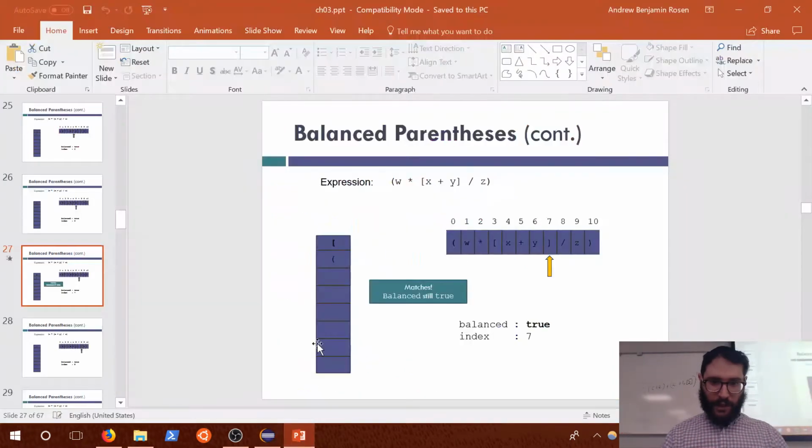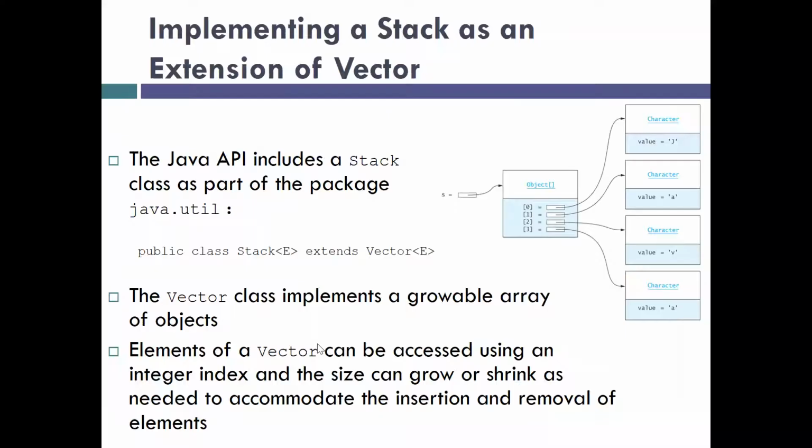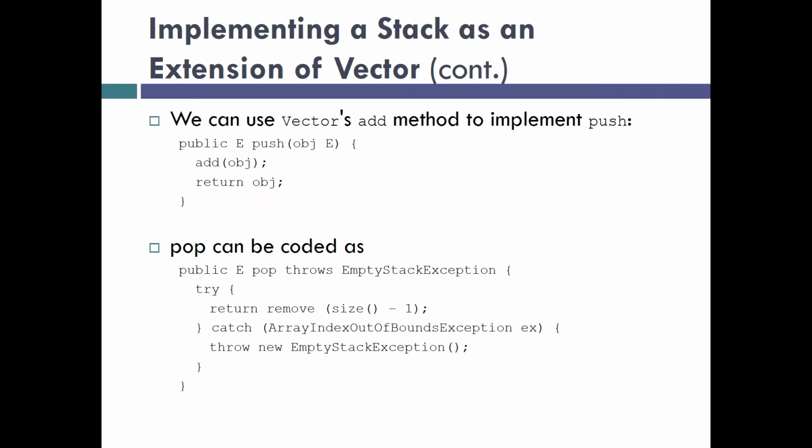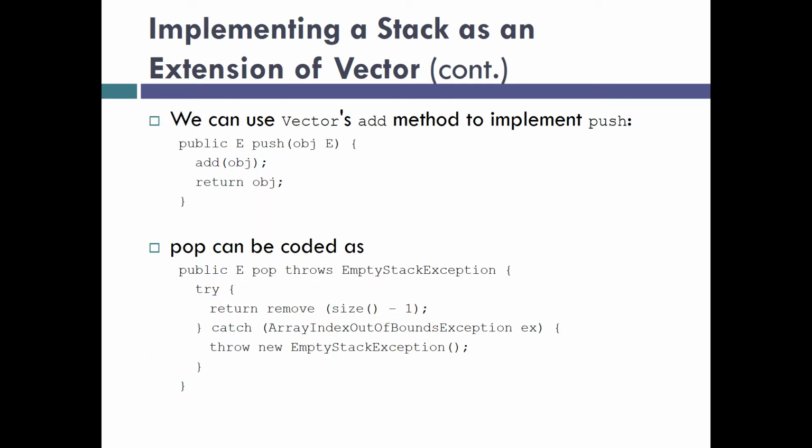All right, so how do I implement a stack? So we can use an array list, as you might imagine. They use a vector, which is just a global array of objects. And the way it works is that basically you can simply add it on to the end of the array, right?